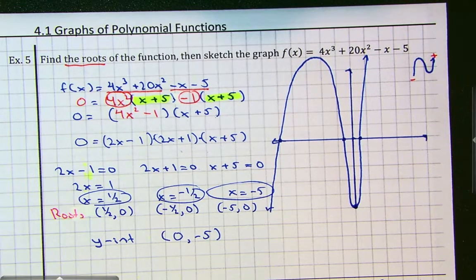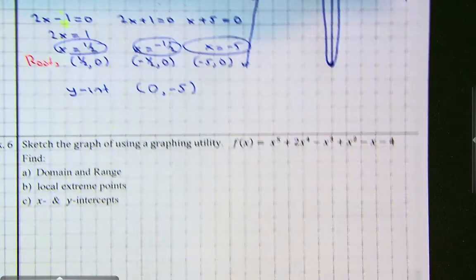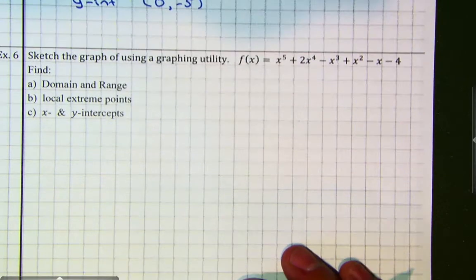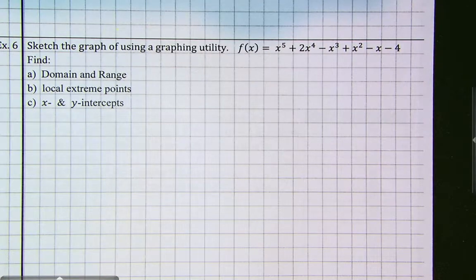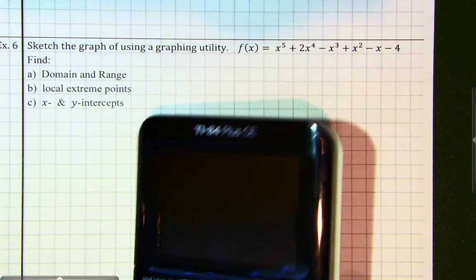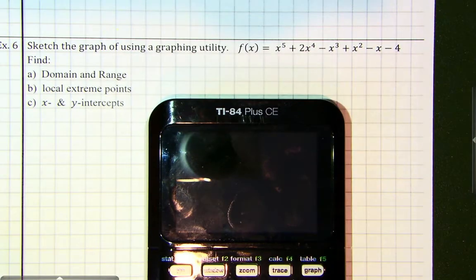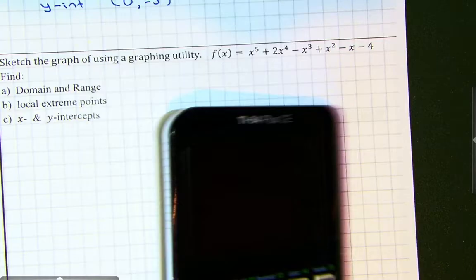Example number 6. So for example number 6, we are going to use a graphing utility. We're going to use a graphing calculator, and we're also going to use decimals as well. So take the time to copy example number 6, and we'll start once you're ready. Go ahead and pause it.